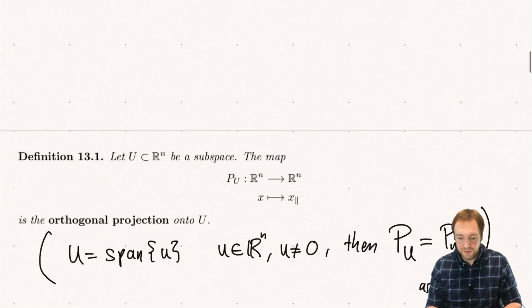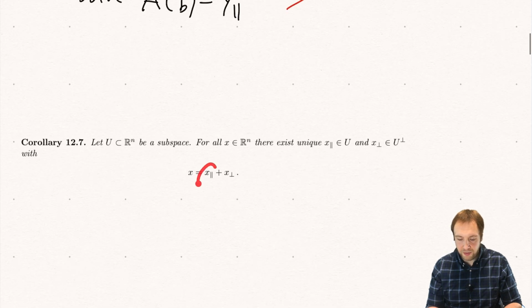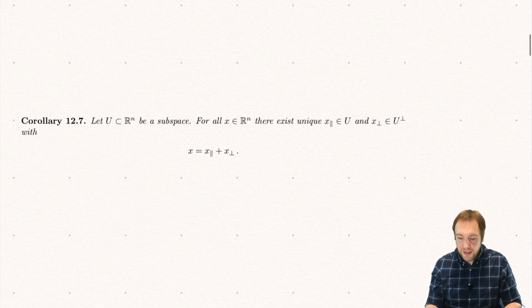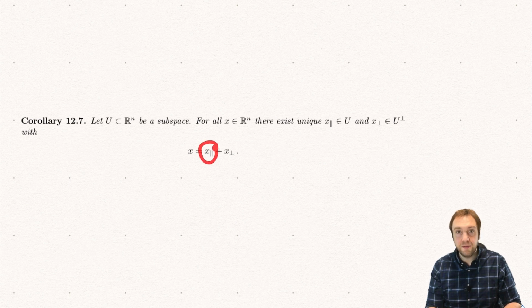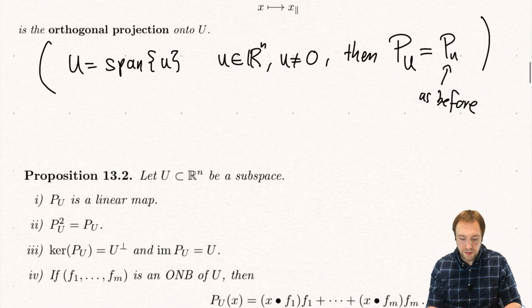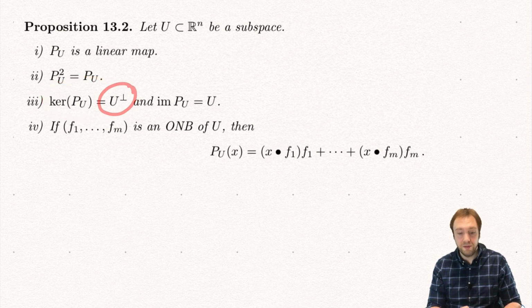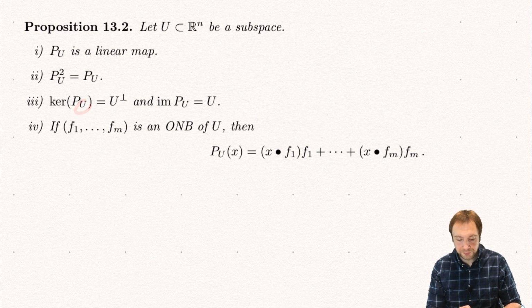The third statement is that the image of this orthogonal projection is exactly U, which is clear because x parallel is in U, and I can also find every element in U, because if I start with an element in U and apply the orthogonal projection, it just stays the same. And the kernel of the orthogonal projection: if P_U of x is 0, then the original x is an element of the orthogonal complement, and therefore the kernel of this orthogonal projection is exactly the orthogonal complement of the subspace U.